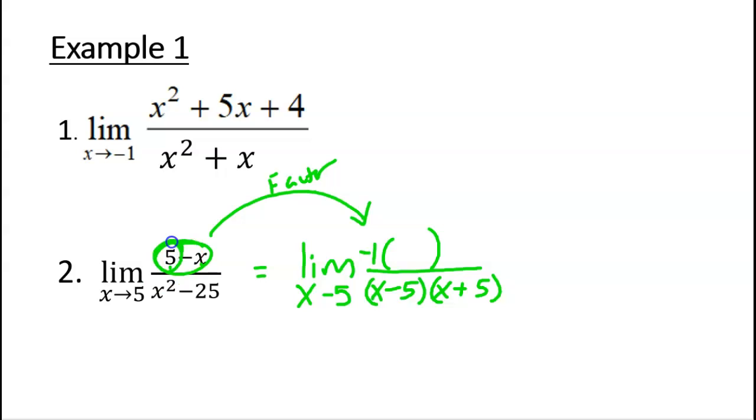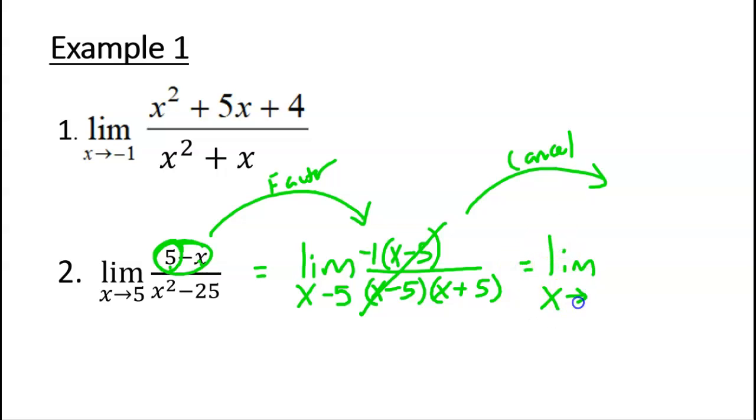So if you divide 5 by a negative 1, you're going to get negative 5. And if you divide negative x by negative 1, you're going to get a positive x. And by making the signs opposite and therefore flipping the numbers around, it makes it look like the one on the bottom. So you can just cross these off now. So that's step 2, is to cancel, right? So now I have the limit as x approaches 5 of negative 1 over x plus 5.